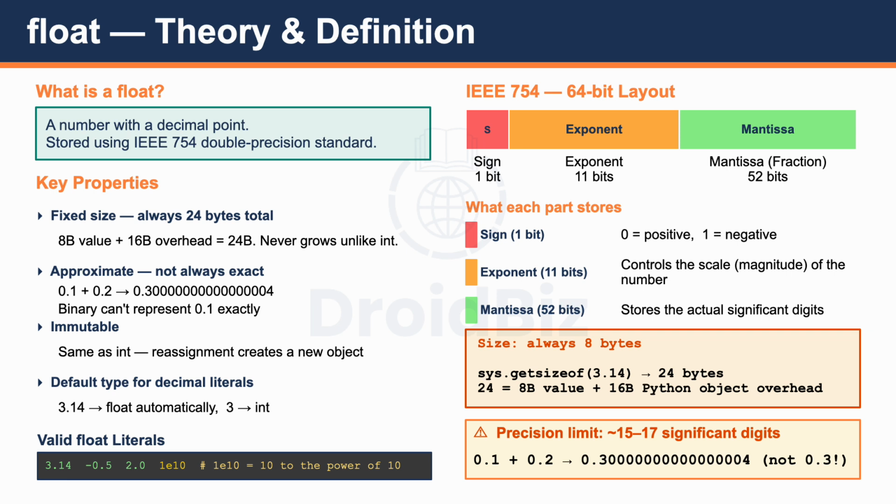The most important property to remember: floats are approximate, not exact. Binary simply cannot represent 0.1 or 0.2 precisely. Python reliably stores about 15 to 17 significant digits. You can write floats as plain decimals like 3.14, or in scientific notation, 1e10, where e10 means 10 to the power of 10.